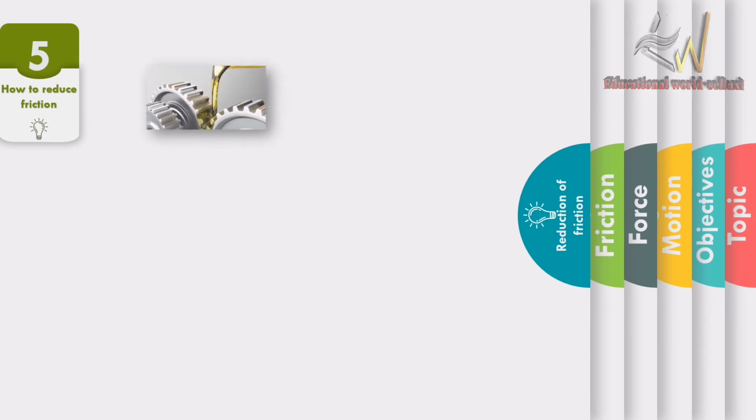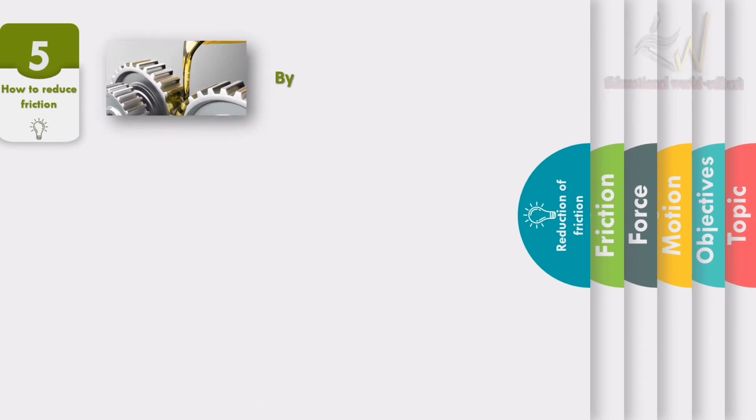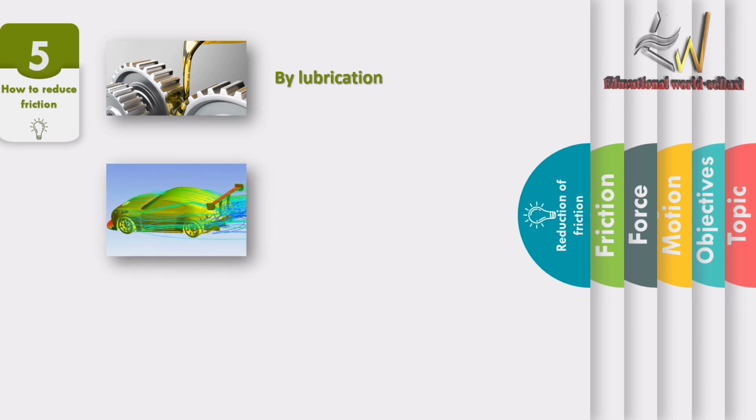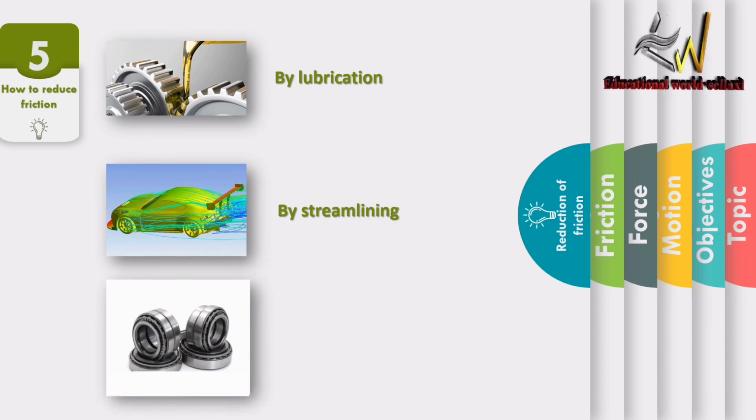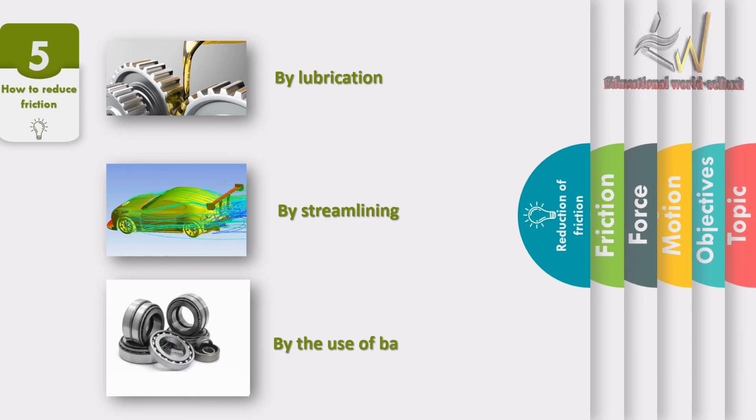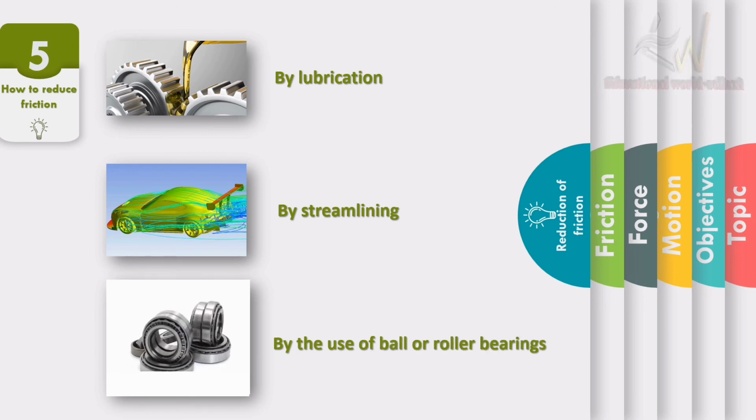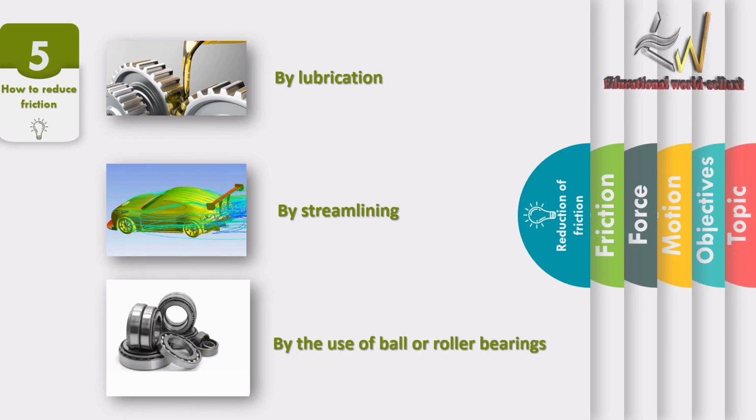How can we reduce friction? We can reduce friction by the following methods: by lubrication, by streamlining of moving objects, and by the use of ball or roller bearings. So these are the ways by which we can reduce friction.